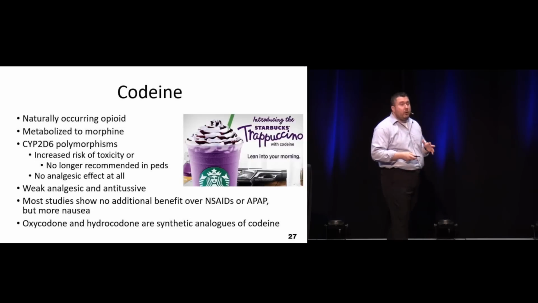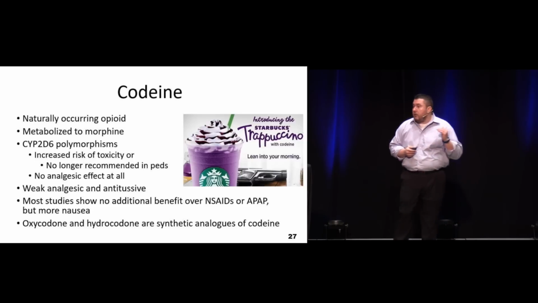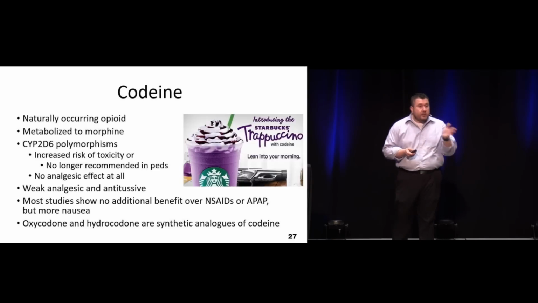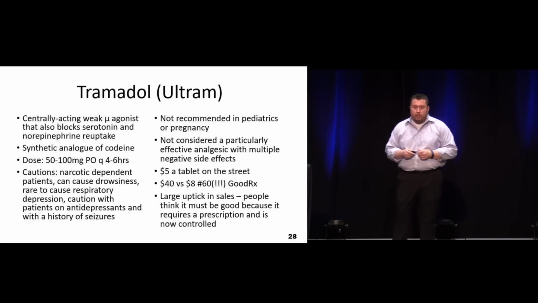Oxycodone and hydrocodone are both analogs of codeine. Hydrocodone is metabolized to hydromorphone, and oxycodone is metabolized to oxymorphone, just in case you're curious. But they actually get converted over and have active metabolites. And most of our opioids do. That gives them that longer half-life.